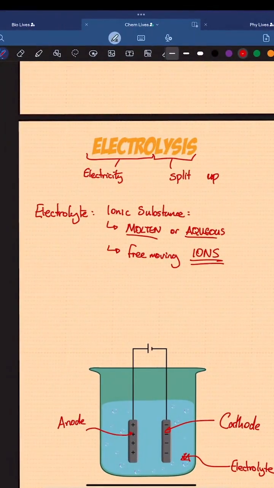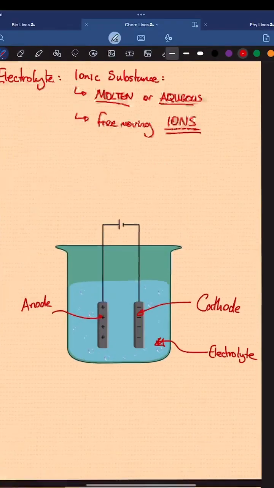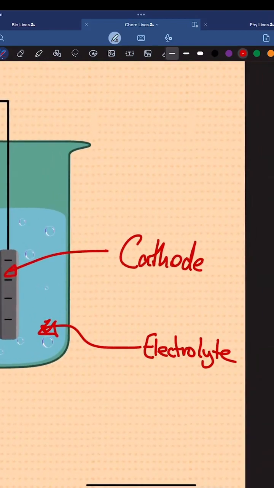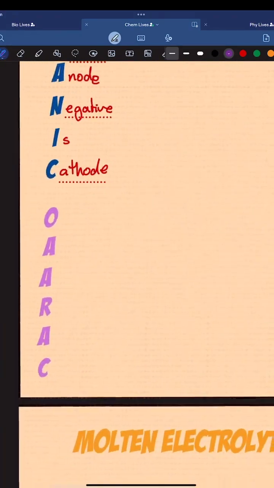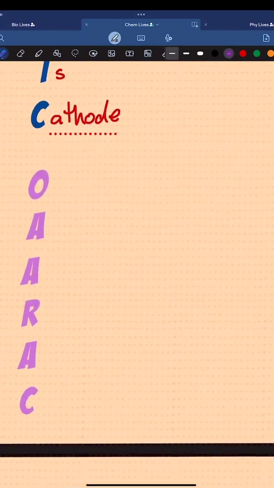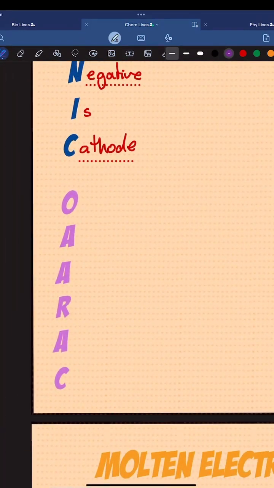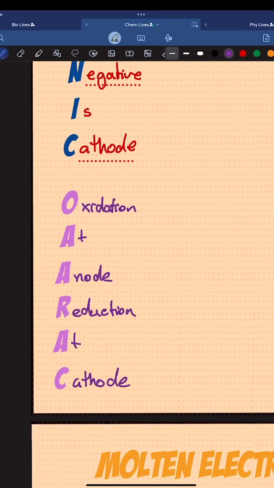So let's go back to our notes. Here at the cathode, what do we have? We have electrons being gained. Let's write that down. The anode is the opposite, the loss of electrons. And the last acronym for you to remember is OIL RIG, just to memorize that there's oxidation at the anode and reduction at the cathode. I don't think many teachers teach this at school.